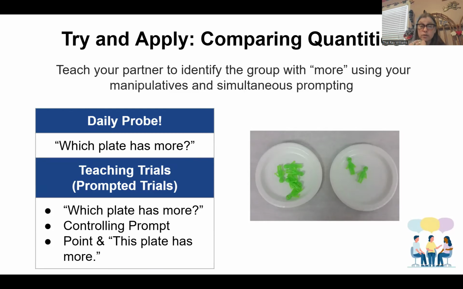You are probing your student because we're using simultaneous prompting: teach, then test. And then afterwards, you're going to do your prompting, your teaching trials. Your task direction is, which plate has more, and then your controlling prompt is to point and say, this plate has more. Remember, when you're doing that teaching trial with simultaneous prompting, you're in a 0-second delay.